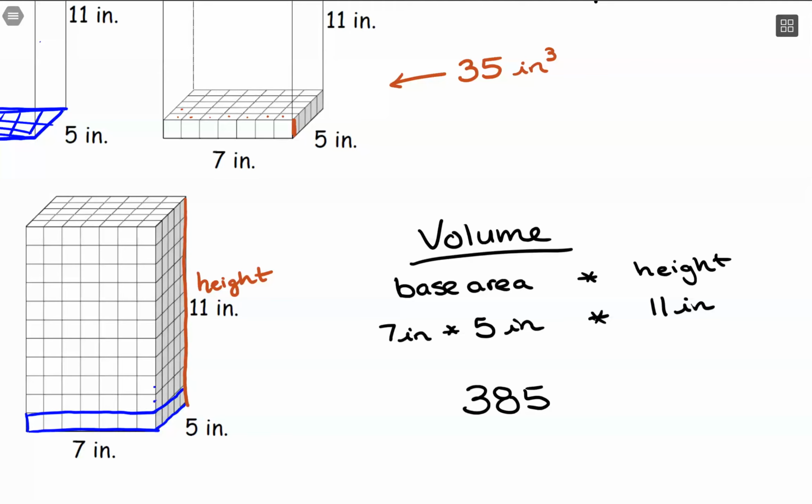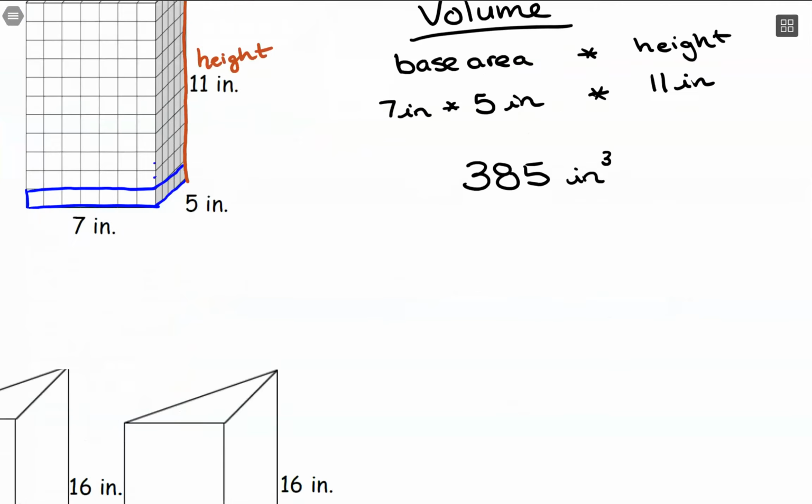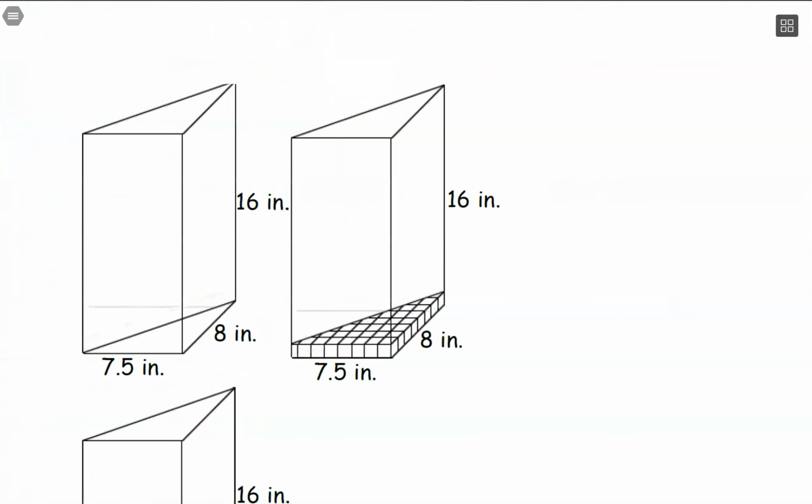And then in terms of units, we have inches times inches, which is inches squared, but then we're multiplying by inches again. So that's where we get inches cubed. So that's how we can think about volume for a prism. We want to think about this base shape, take the area of that, and then we'll multiply by the height of the prism. So let's try that out with this scenario.